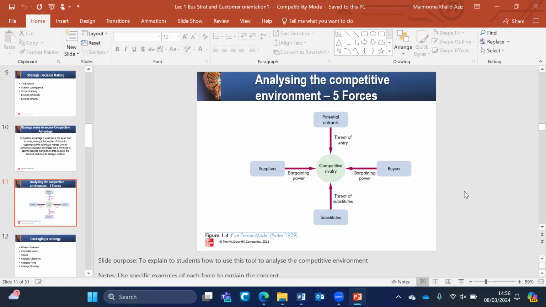5 forces model. So basically you analyze the threat of competitive rivalry, the threat of entry, that means new people, how easy it is for them to enter the business, the bargaining power of buyers, the bargaining power of suppliers, and the threat of substitutes. So these are 5 things that you analyze from the market, from your competition, and then you do the analysis that helps you know more about the competition.